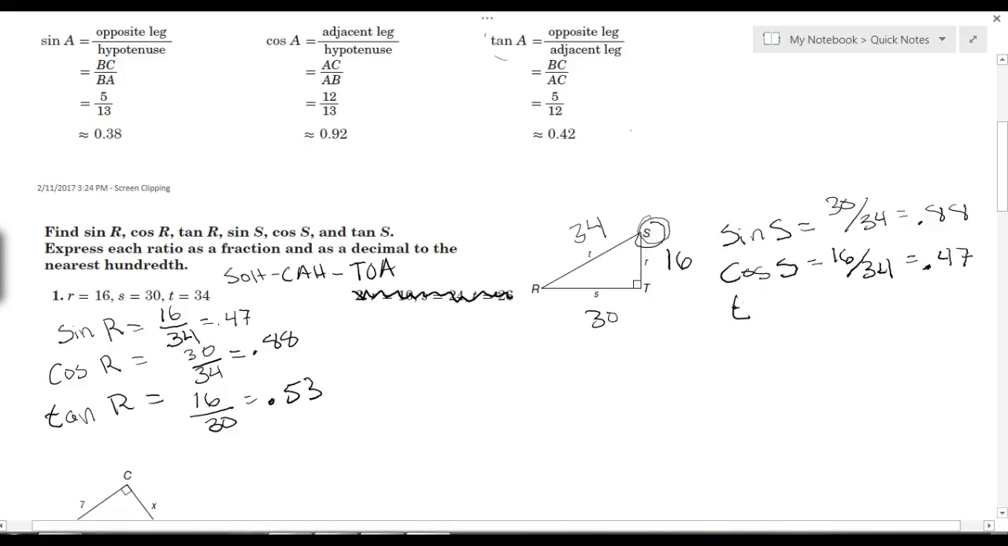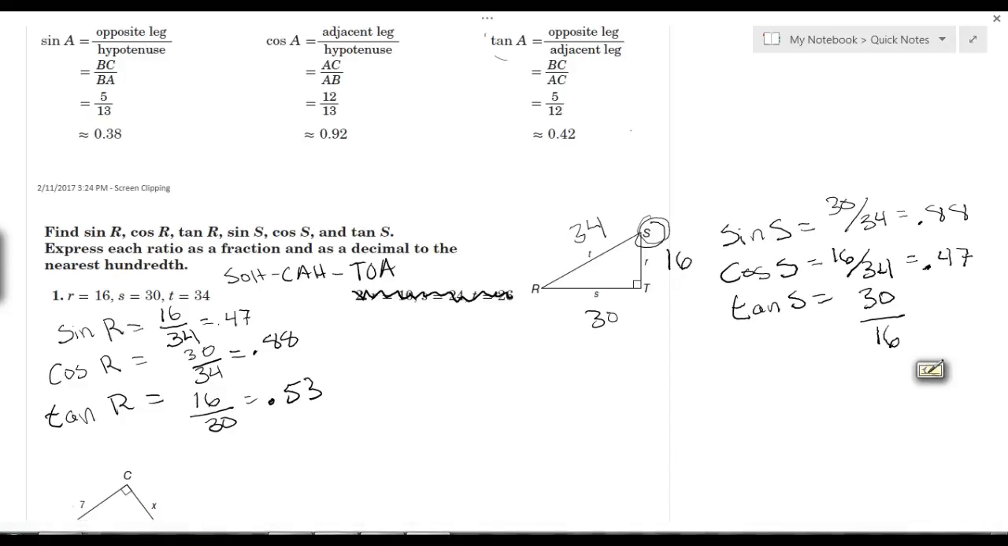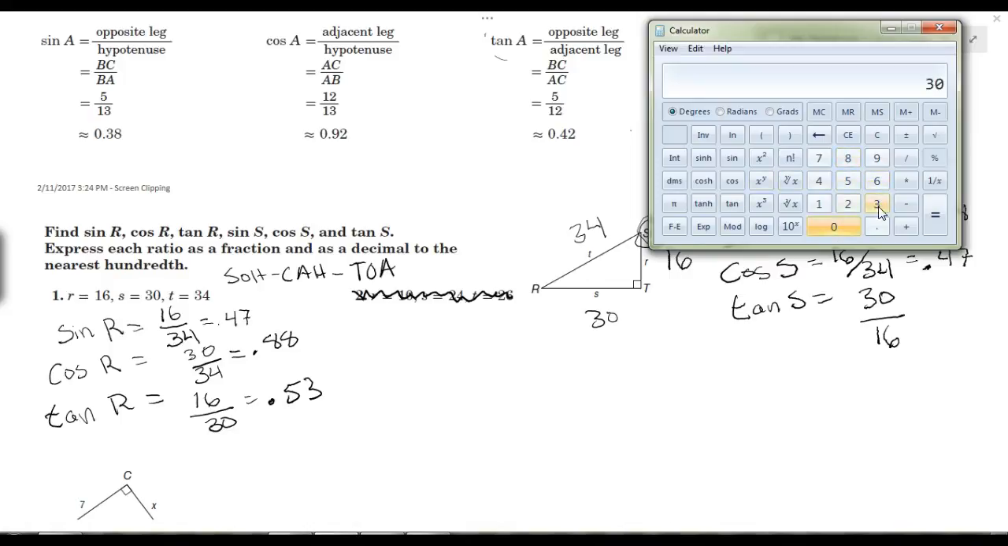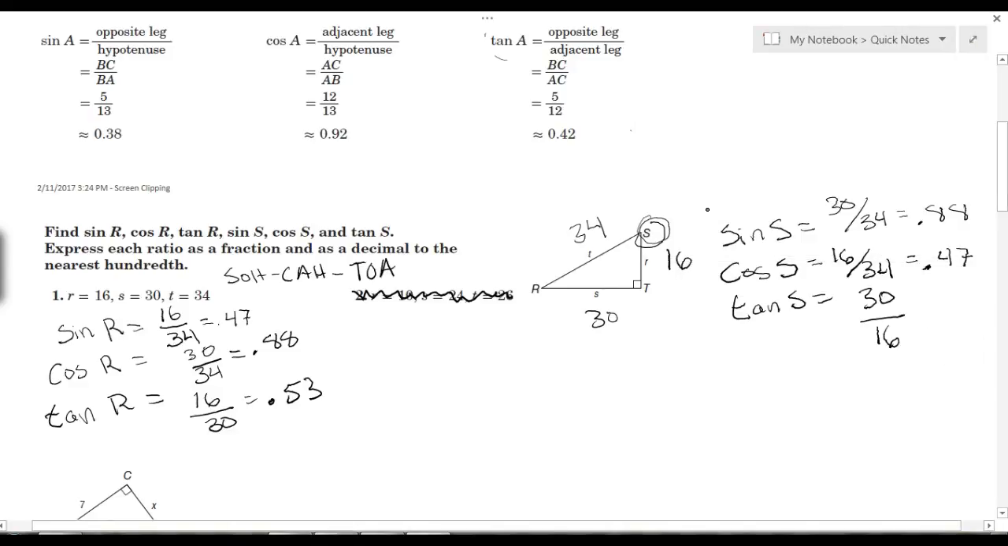And finally, tangent of S is going to equal opposite, which is 30, over adjacent, which is 16. So 30 over 16. So it's always going to end up being the inverse of what one of the other angles in the triangle is, which is not super helpful information, but let me go ahead now and find out what 30 divided by 16 equals. 1.88. Go ahead and write that here.